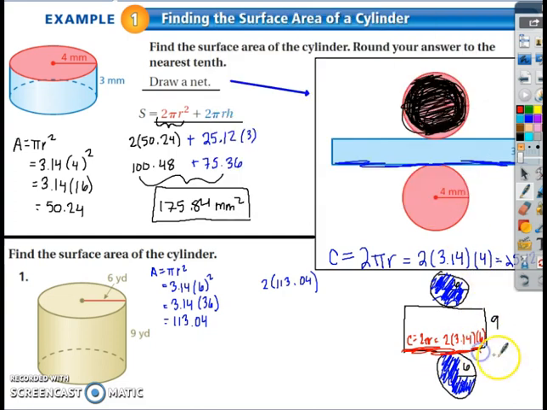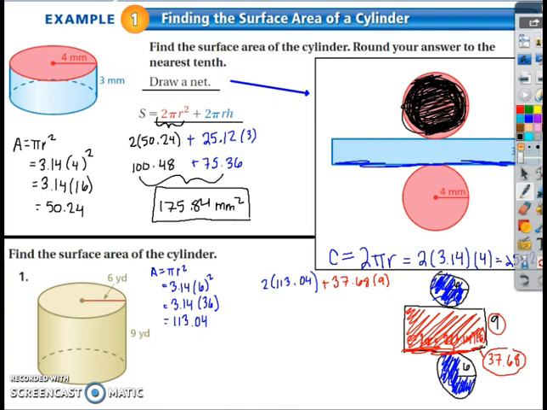So the length of this rectangle is 37.68 yards. So the area will be that length multiplied by the width, and that will allow me to figure out the entire area inside this rectangle. So I'm going to add that onto my circles. Length 37.68 multiplied by the width, which is 9. And from here we just do the calculations.